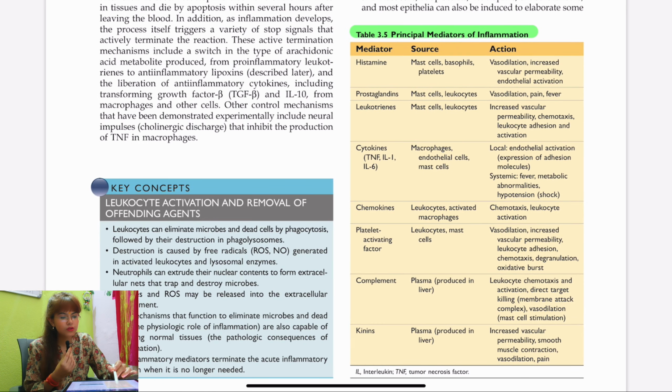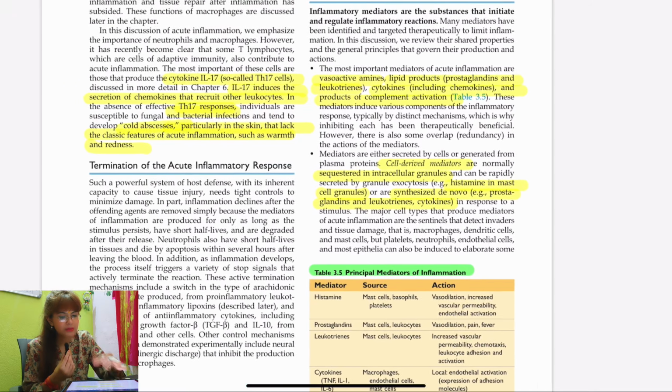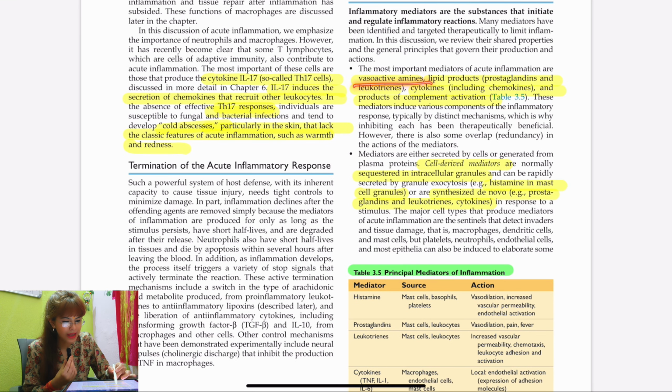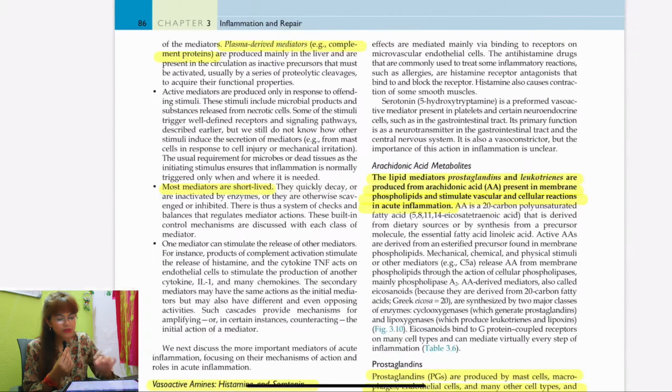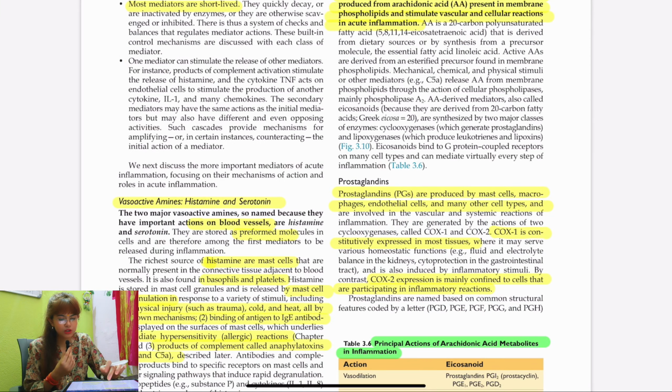So histamine, its source and its actions, you can just go through them. There's nothing much to understand here. It's just what the mediators are, like you have the vasoactive amines, lipid products, cytokines, etc. The cell derived mediators like the histamines and all these granules. Then the plasma derived mediators like the complement proteins. So this is just the names. There's nothing much to understand.